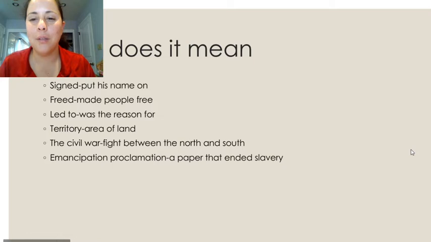No, George Washington did not free the slaves. Abraham Lincoln freed the slaves. Abraham Lincoln is famous for ending slavery.